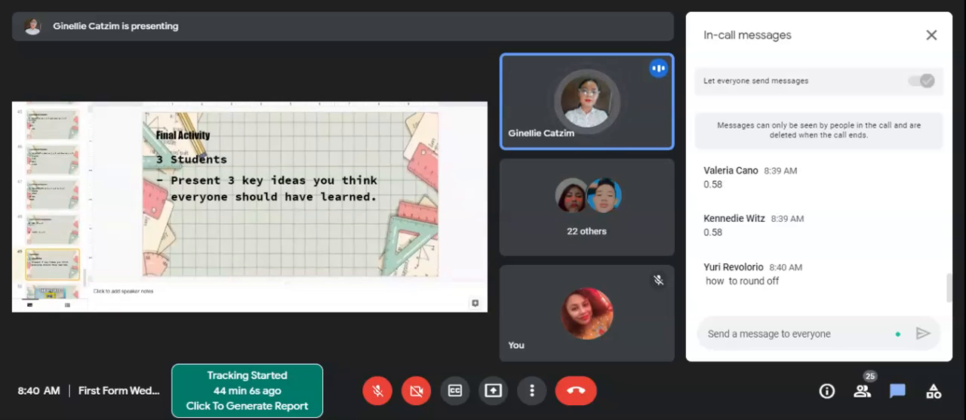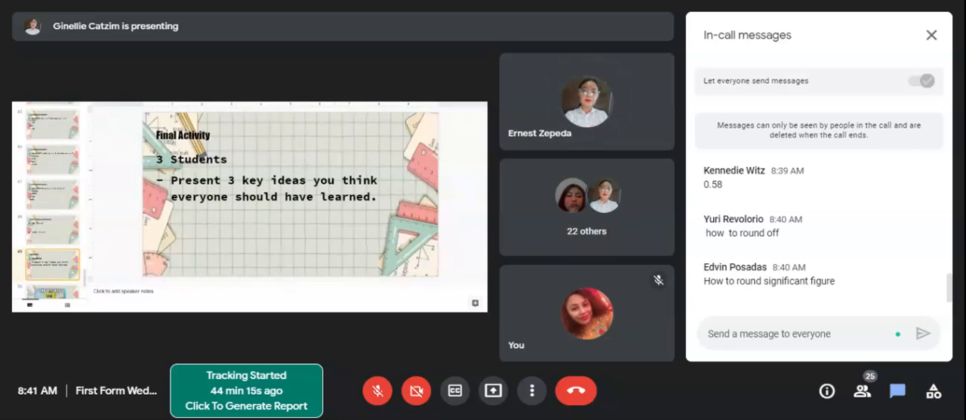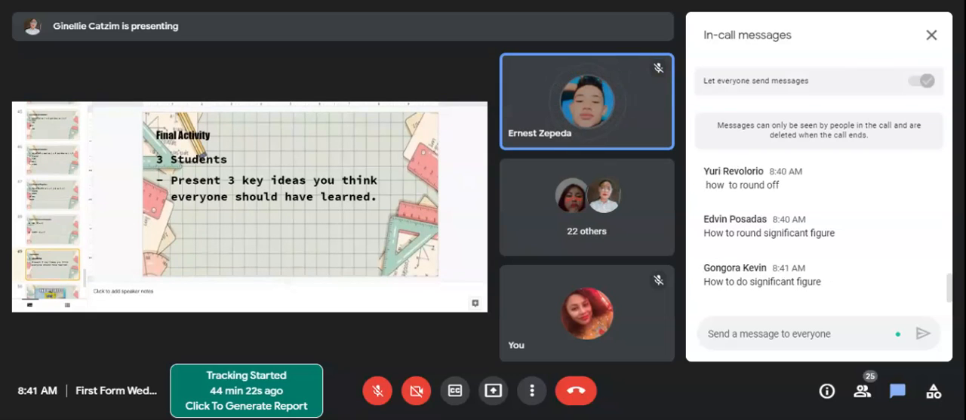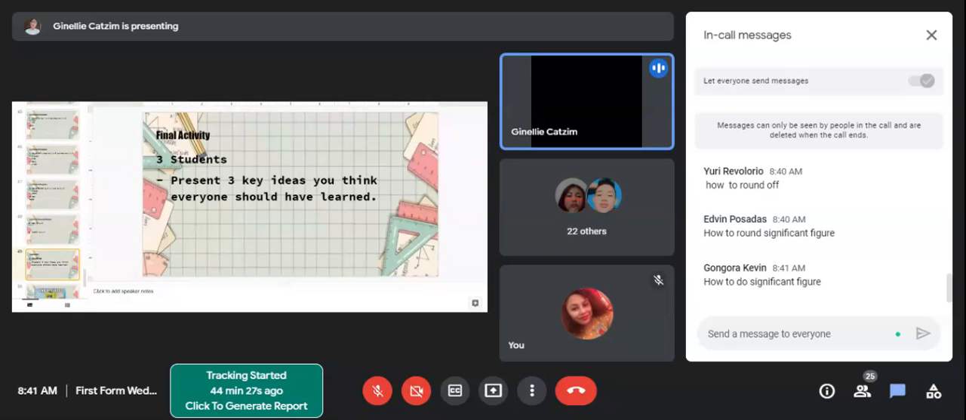Edwin sees how to round off to significant figures. Yes, Ernest? To know when you will put zeros at the end or when you will not put zeros. Very good. Anybody else? 3 key ideas. You are all sharing the same idea: how to round off significant figures. That is the same idea now.